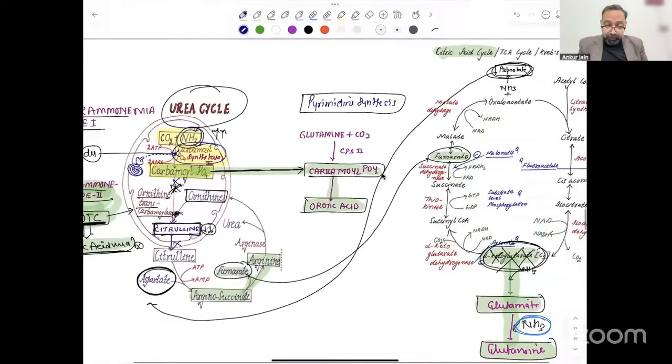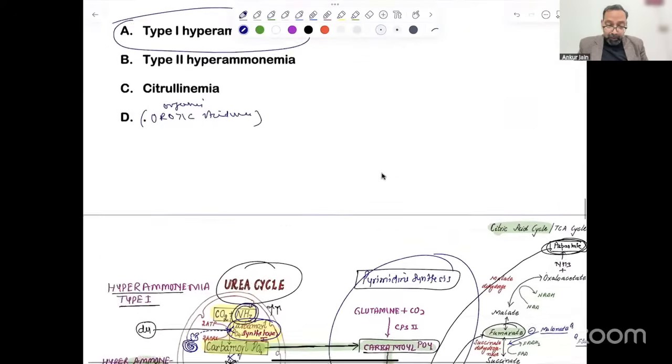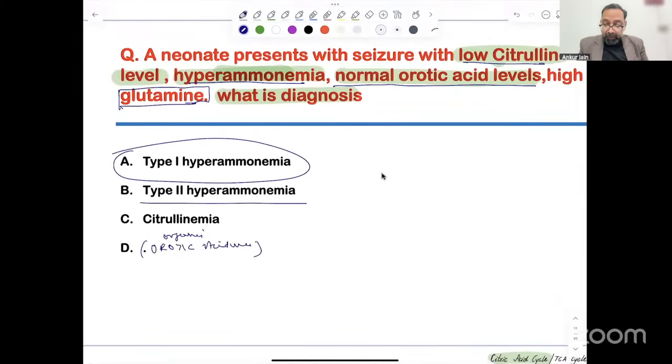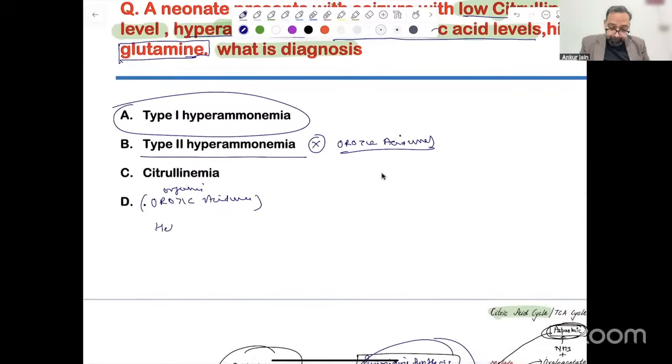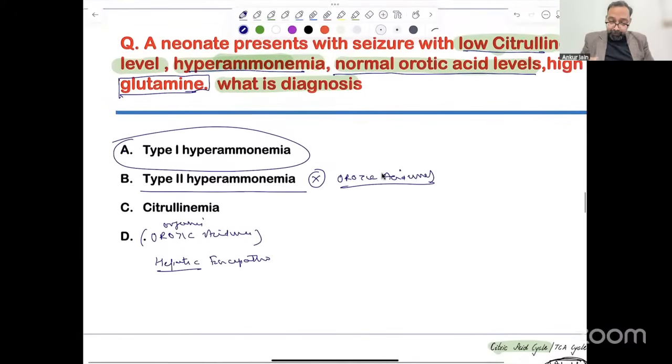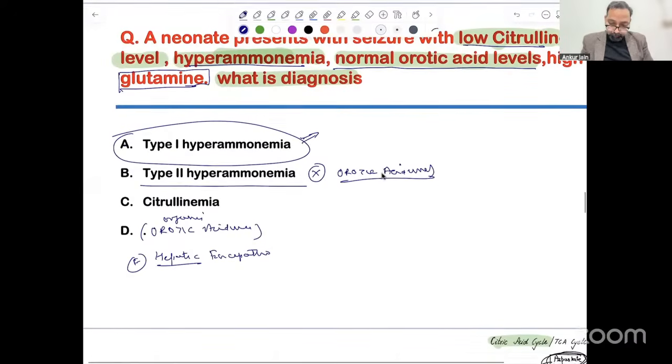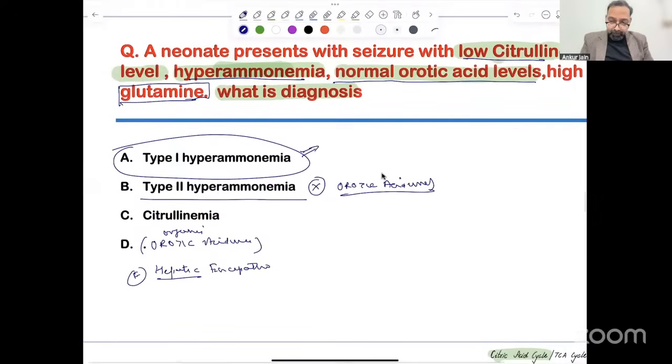Maybe due to this, pyrimidine synthesis is normal. Now I will rule out the other option, type 2 hyperammonemia. In type 2 hyperammonemia, there is orotic aciduria. If hepatic encephalopathy is there, definitely these are symptoms, but even then you will prefer to mark type 1 hyperammonemia, because this is the typical picture.